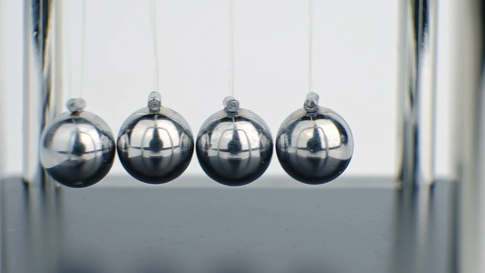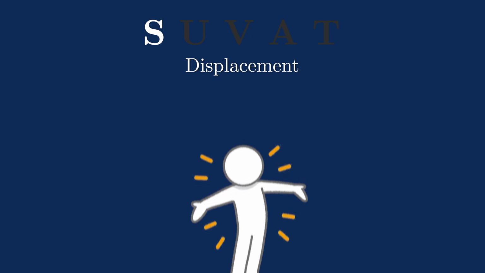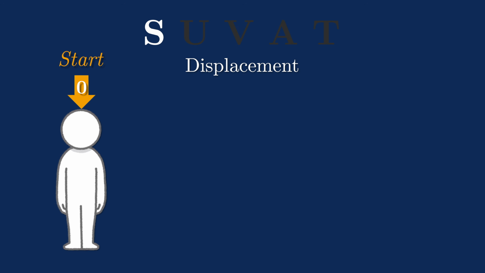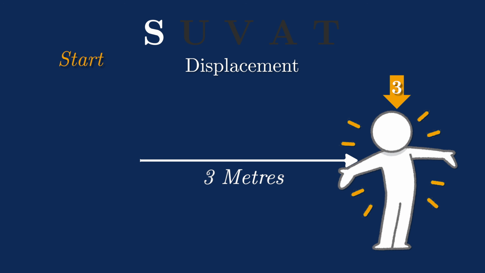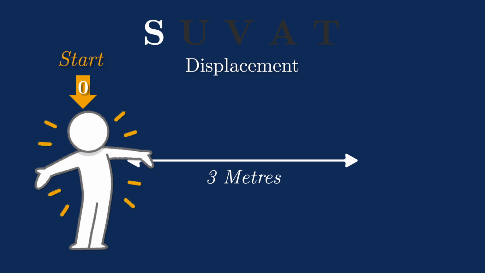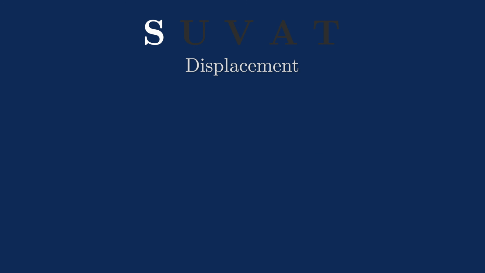We can break motion down into some main quantities. The first one is displacement, written as the letter S. Now displacement means how far something has moved from its starting point, including direction. So if I move 3 meters to the right, my displacement is 3 meters to the right. But if I move 3 meters right and then 3 meters back again, I've travelled a total of 6 meters, but my displacement is 0. And that difference matters.